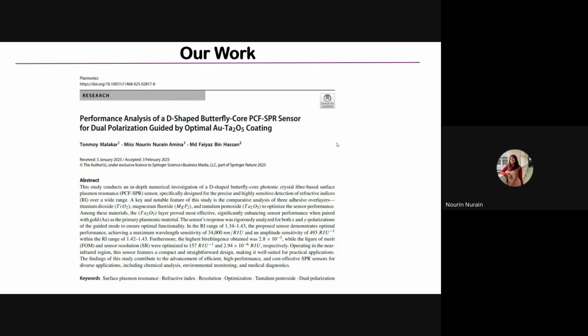Okay, so here I have attached a screenshot of our recently published paper, which is entitled Performance Analysis of a D-shaped butterfly core PCF SPR sensor for dual polarization guided by optimal gold tantalum pentoxide coating. Our main idea was to investigate the detailed analysis of our designed sensor for both X and Y polarization. And we also optimized certain parameters of our sensor to see how the structural parameters change affects the light matter interaction.